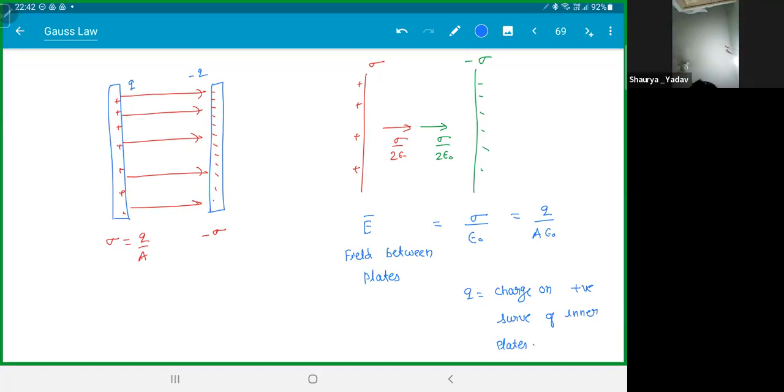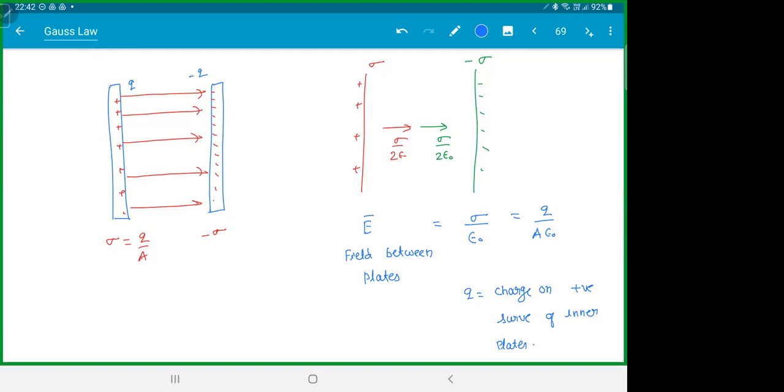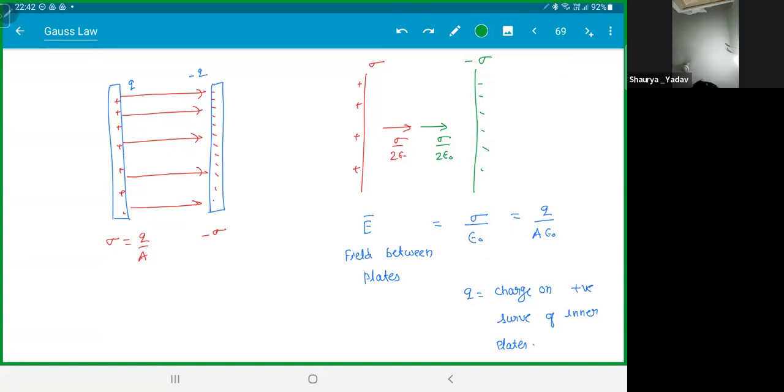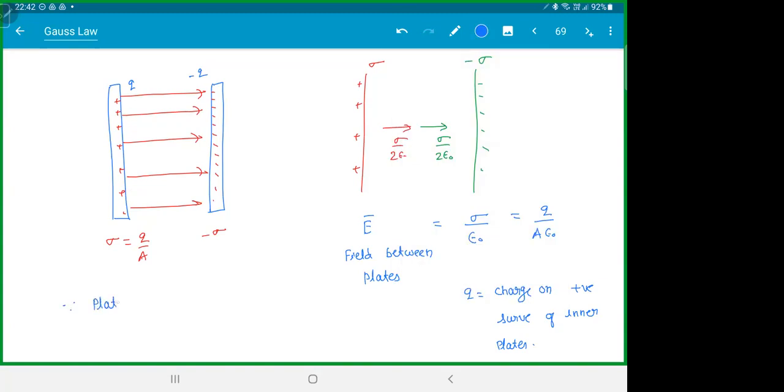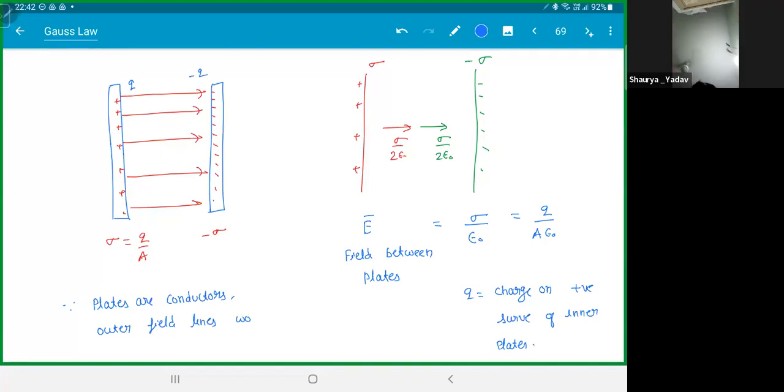Outer surface of the plates can have different charges. हाँ वो अलग story है. But then it really won't matter. Why? Because it's a conductor, na, shielding effect. Field lines from outside won't come in between the plates. अच्छा, getting it? Since plates are conductors, shielding effect. Outer field lines won't enter between the plates, so it will not notice which adjustments will not be there.